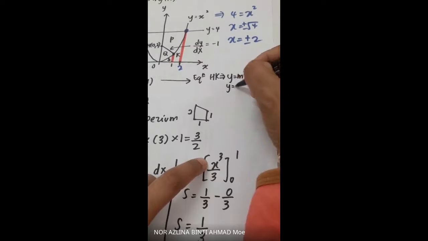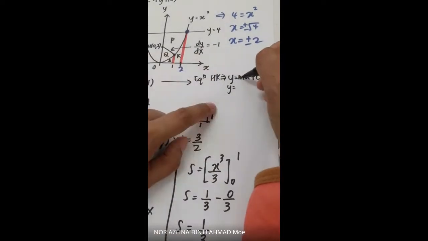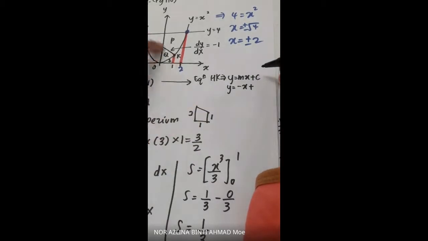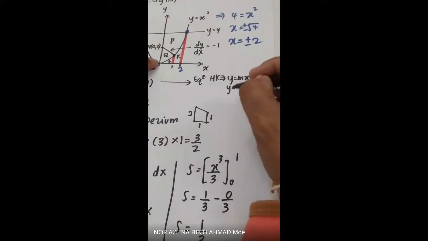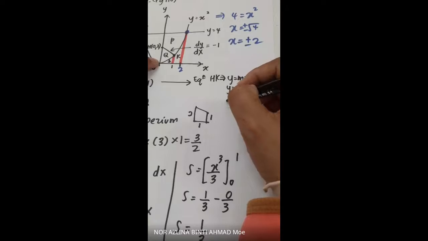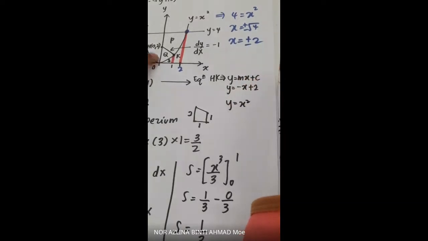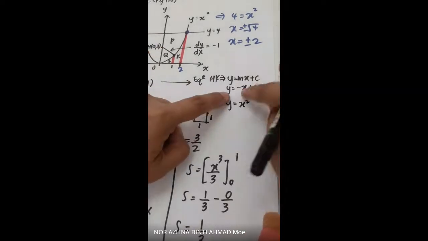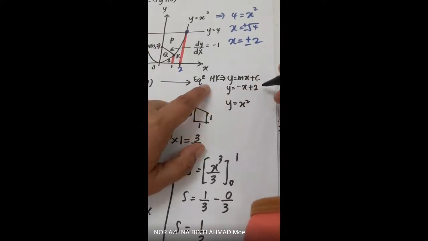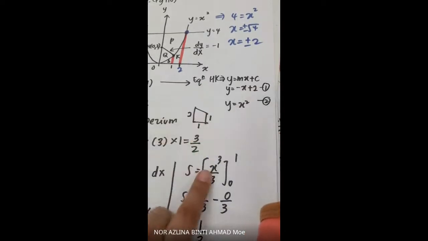So gradient is -1, m is -1. So -1 multiply x is -x plus c. C is y-intercept, so this is 2. So we have two equations: y equal to x squared, and one more, y equal to -x plus 2. So this is the first equation and the second equation.